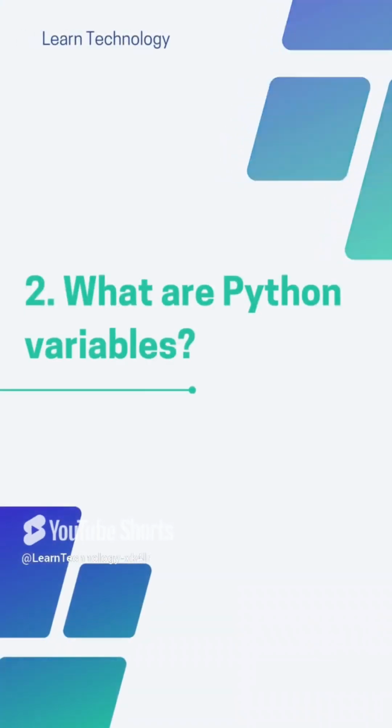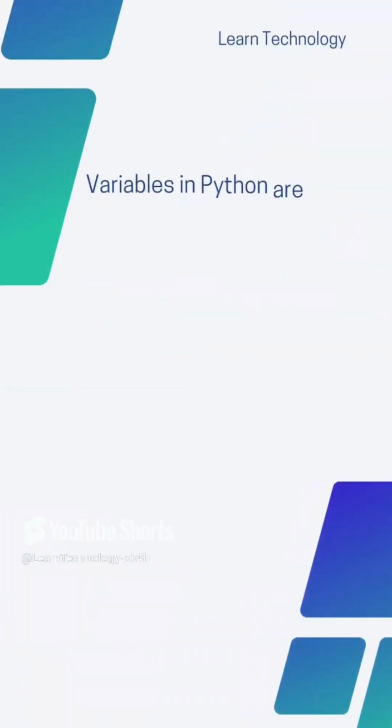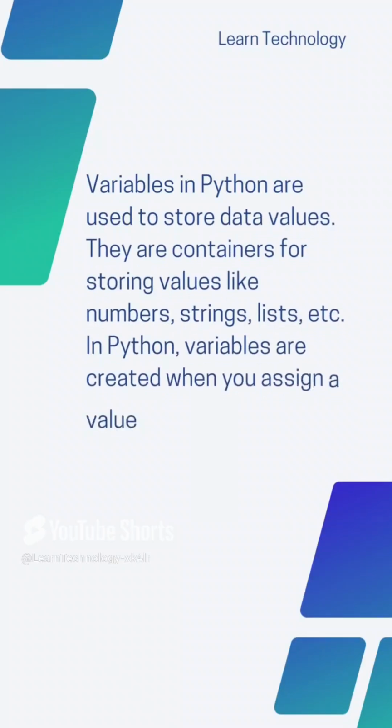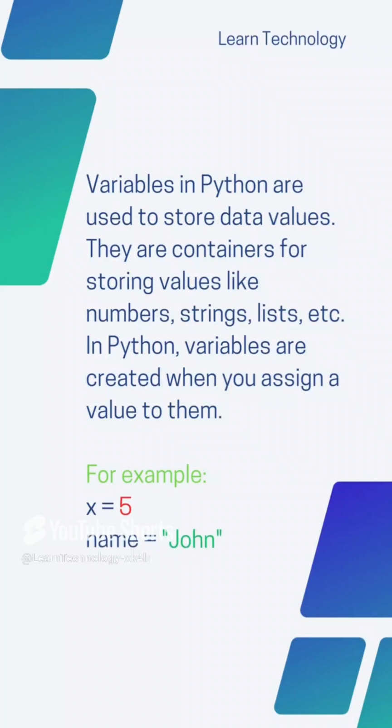What are Python variables? Variables in Python are used to store data values. They are containers for storing values like numbers, strings, lists, etc. In Python, variables are created when you assign a value to them. For example, x equals 5, name equals John.